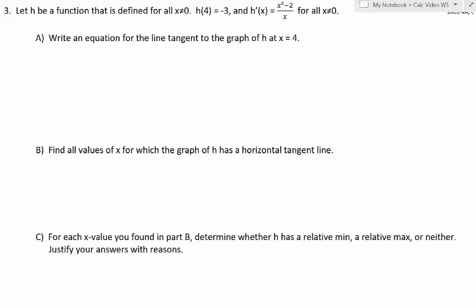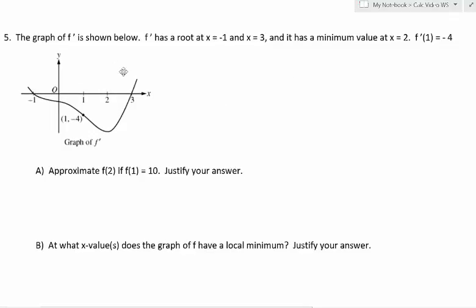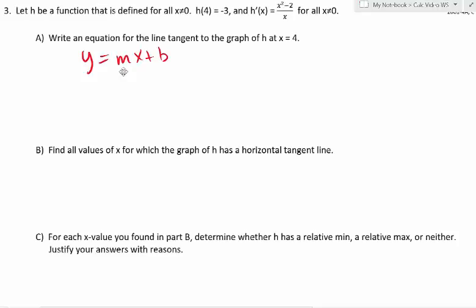Anytime you have to write an equation of a line, a really good place to start is just with a good old generic y equals mx plus b. And generally speaking, the first thing you want to find in that equation is m, the slope. To get the slope, we can use the derivative equation, because derivative is really just a synonym for slope.